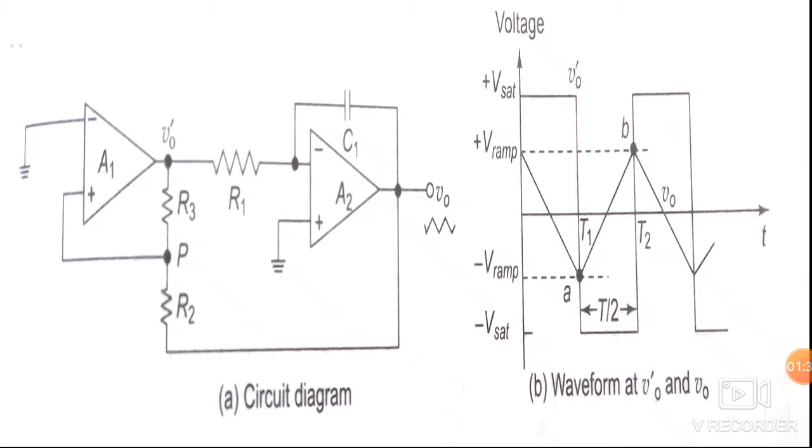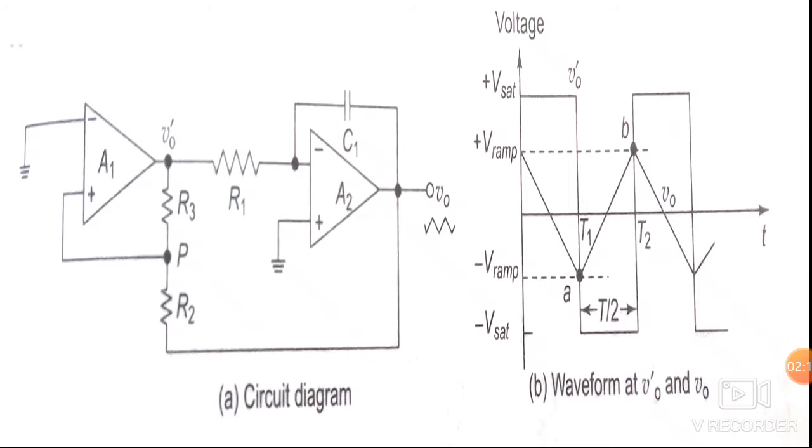The output of operational amplifier A1 is simply a square wave having peak values plus Vsat and minus Vsat. The output of operational amplifier A2 is basically a triangular wave, which is the integration of the square wave. So the output of A1 goes to the input of A2. The input of A2 is a square wave, so its output will be a triangular wave.